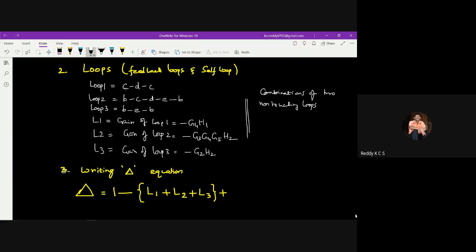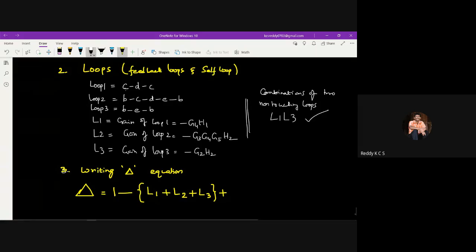Then look at L1 and L3. C, D, C, and B, E, B. There is no common node between loop 1 and loop 3, so there is one combination, that is L1, L3. L2, L3 also needs to be checked, because we need all the possible combinations: L1, L2, L1, L3, L2, L3. For L2, L3, if you look at B, B, there are common nodes, and E is also common here. So these two are not possible either. Any three non-touching loop combinations are not possible, because in every case there is one common node in the loops. So only L1 and L3 will come.